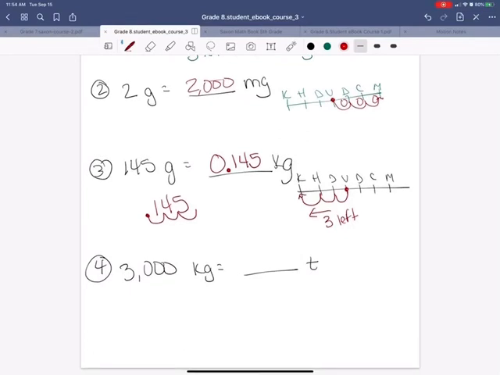All right, and then last but not least, number 4, we are looking at 3,000 kilograms equals how many tons? Now, this is where it's just a little different because remember, we need to know that there is 1,000. Here's our note, okay?